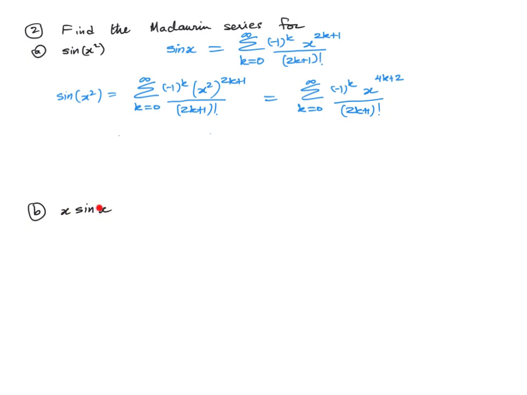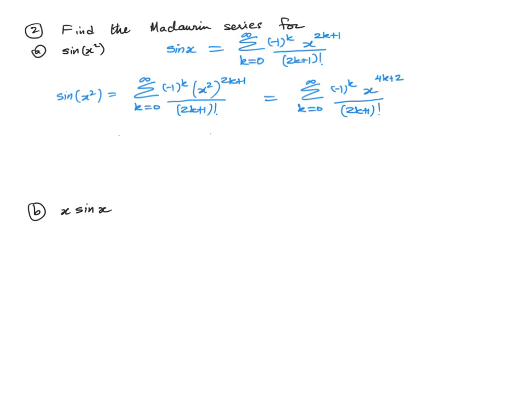Now let's do x times sine x. It's important that this is just a monomial involving x. You can't have other functions and do what I'm about to do. There are ways to do it for cosine x times sine x or e to the x times sine x, but this is not what we're learning today. It's just x times sine x.